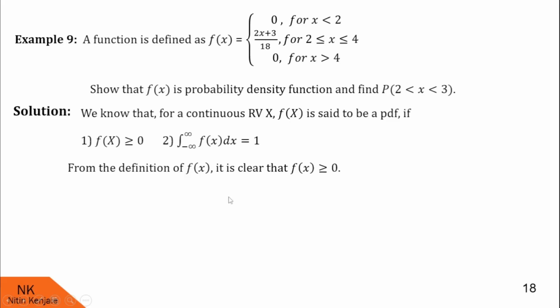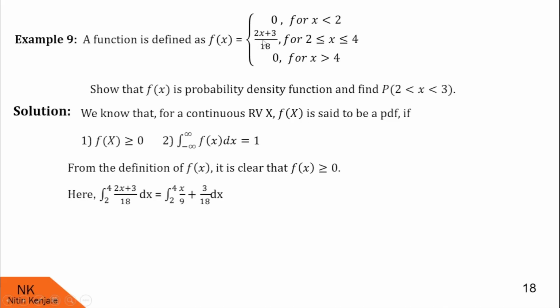Now let us check the second condition. For that we have to integrate f of x dx over the limit minus infinity to infinity. In this interval, f of x has a split definition. From minus infinity to 2, f of x takes value 0. From 4 to infinity, f of x takes value 0. So only one interval is left, that is 2 to 4, where f of x is non-zero.